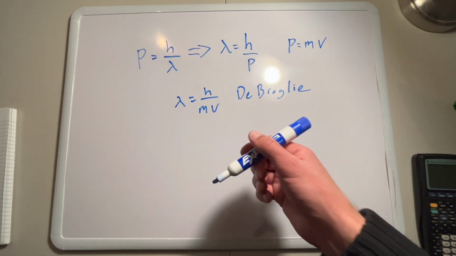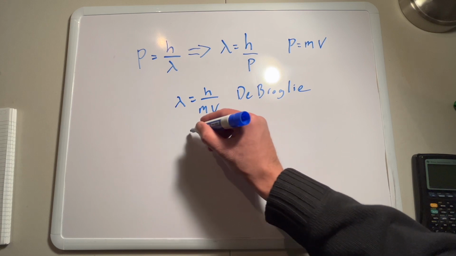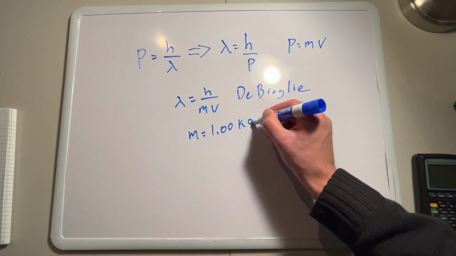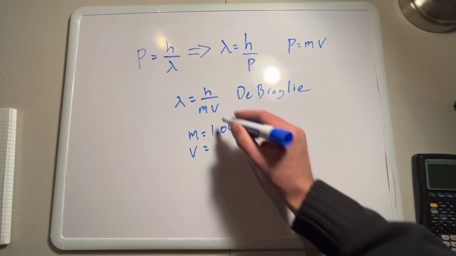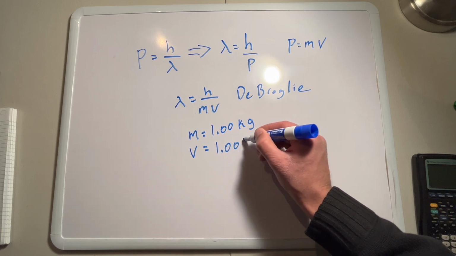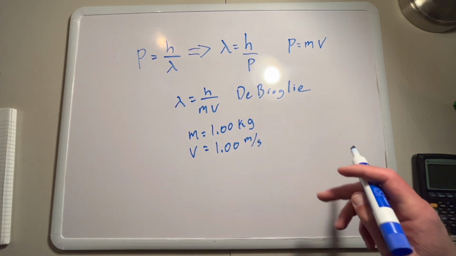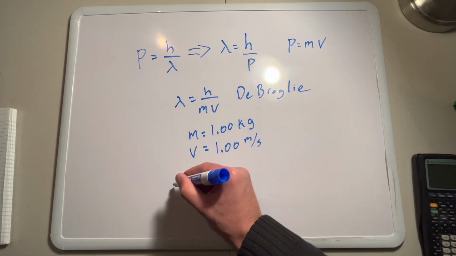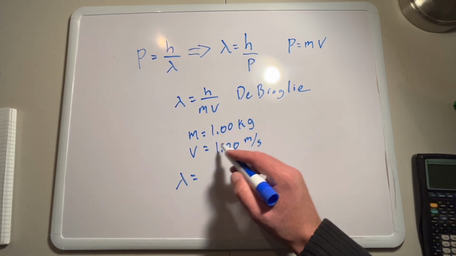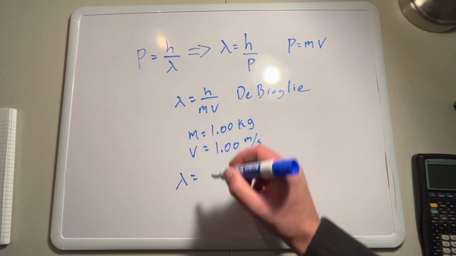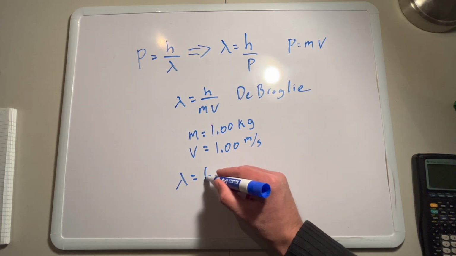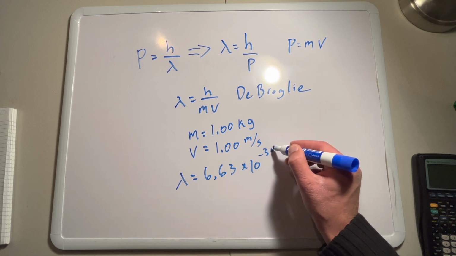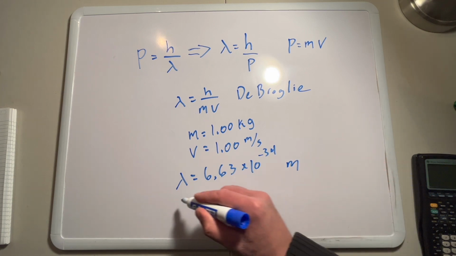So for a classical object, let's say our mass were 1 kilogram, and our velocity is 1 meter per second. Well, let's plug that in, figure out the wavelength of this classical object. Well, 1 and 1 in the denominator, right? It's just 1, so then we're just left with Planck's constant, but in meters, 6.63 times 10 to the negative 34, that's tiny meters.